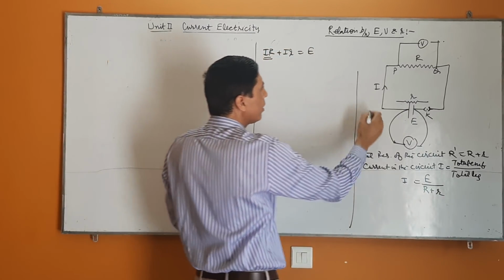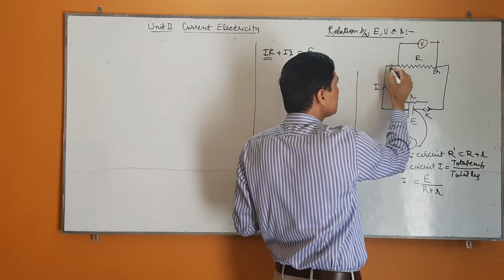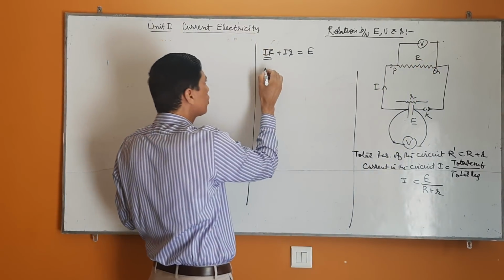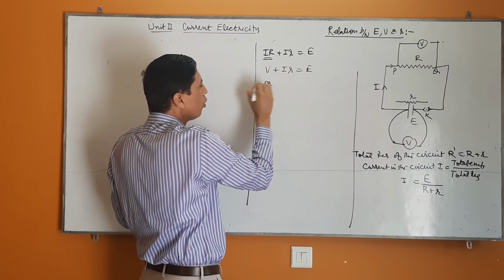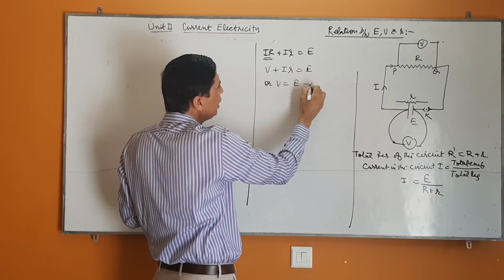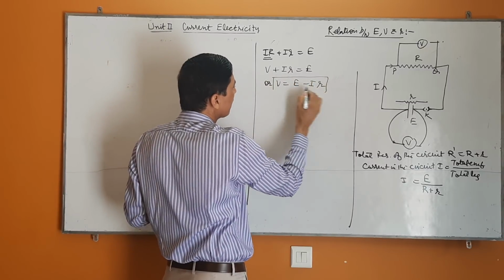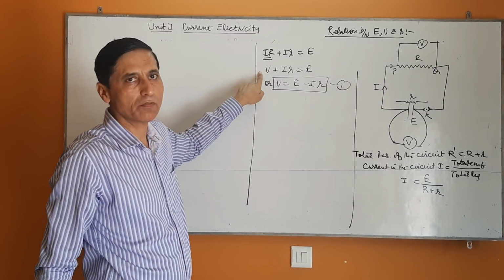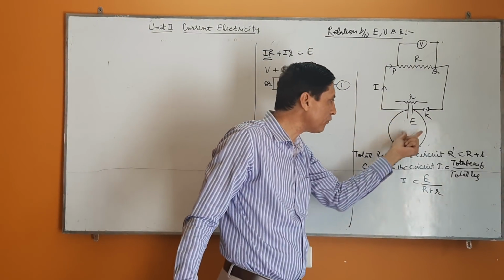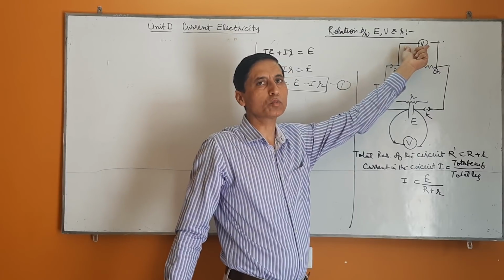And what is I into R by Ohm's law? I is the current flowing through this resistor, R is the resistance, and the potential difference V is equal to IR. This is V, so V plus Ir is equal to E, or V is equal to E minus Ir, where V is the terminal potential difference. I have explained, we had to find this V, and we found it with Ohm's law.